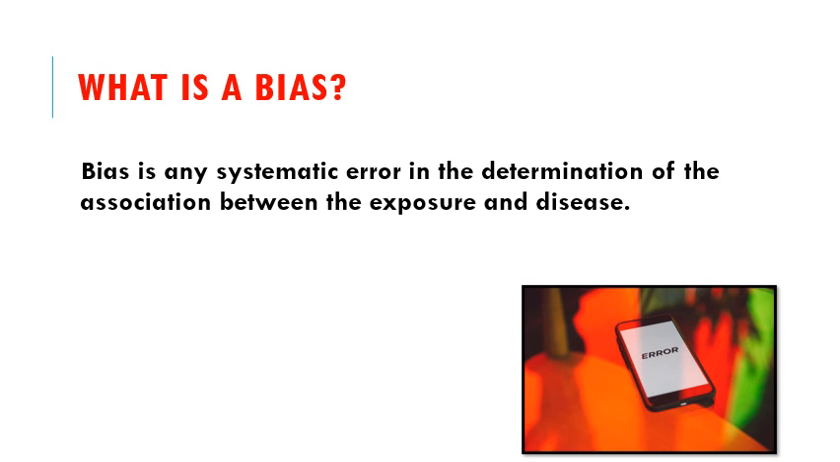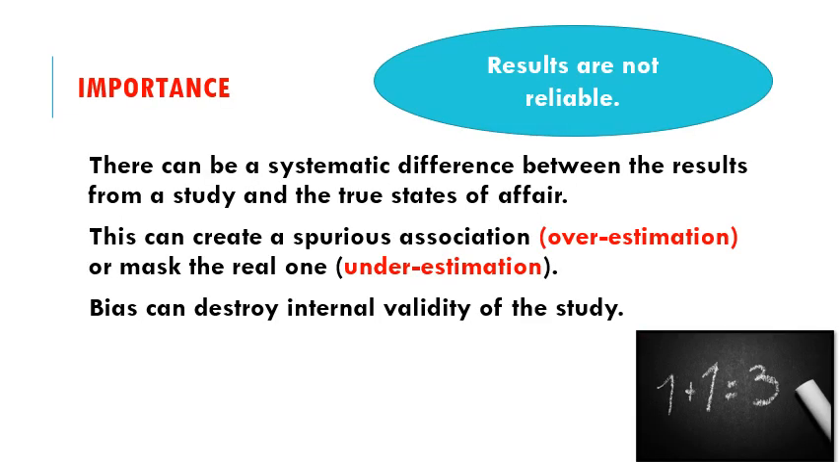the study. So if we talk about the importance of bias, if there is a bias in a study, the results will not be reliable. That means the association which we are finding between exposure and disease will not be reliable enough. Either there will be a spurious association, meaning a faulty association where there exists none, or it may mask the real association. So there may be overestimation or underestimation of the result.